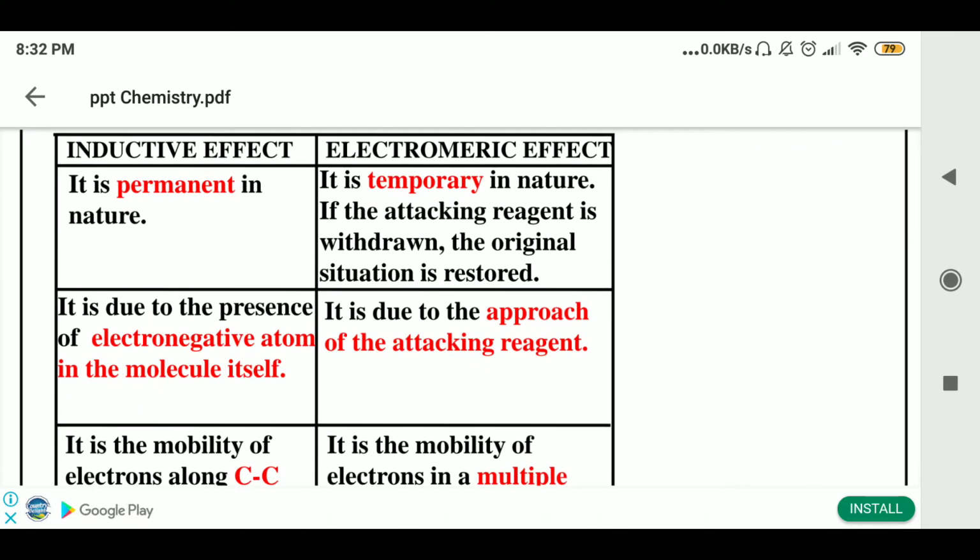Inductive effect is a permanent effect, however electromeric effect is a temporary effect, and inductive effect is due to the presence of electronegative atom. As I have shown, the carbon attached with the halogen group, so there will be always a tendency of gain of electron towards the electronegative atom. However, in case of electromeric effect, it is due to the approach of attacking reagents.